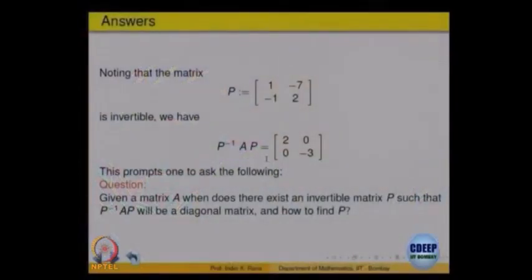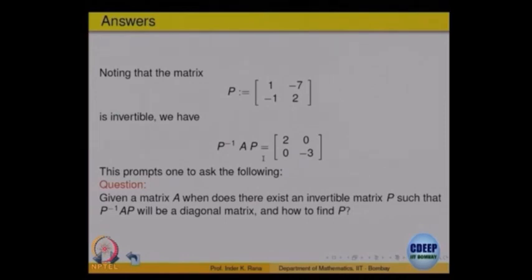Now, what is the advantage of doing all this? Why am I bothering to do such a thing? You can ask a question. It looks nice mathematically, but why should one bother about it? Look, suppose A is a matrix, the matrix that we have taken, minus 5, minus 7, 2 and 4. Suppose I want to compute the 100th power of that matrix.